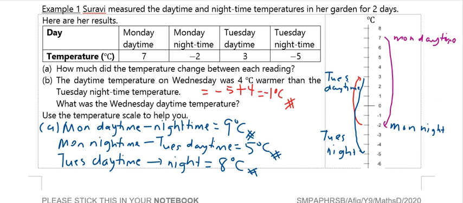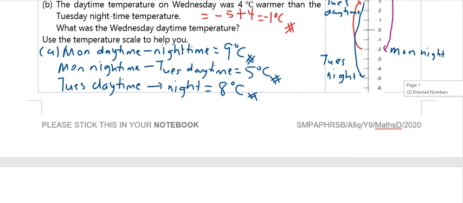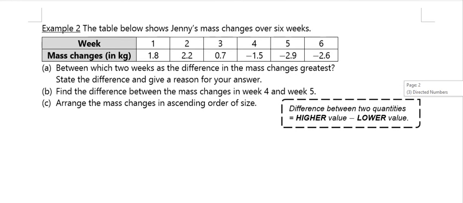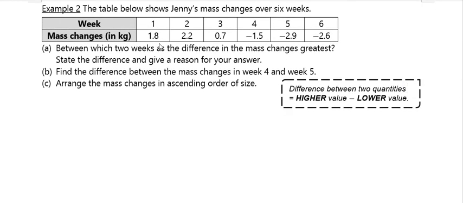Okay, let's move on to example number 2. Example 2, the table below shows Jenny's mass changes over 6 weeks. Each week you have a different mass change. Positive means maybe she gained weight, and negative means that she lost weight, right? Part A, between which 2 weeks is the difference in the mass changes the greatest? State the difference and give a reason for your answer.